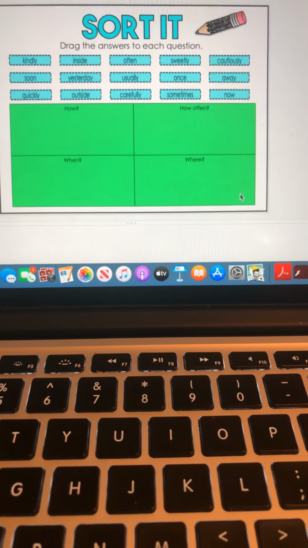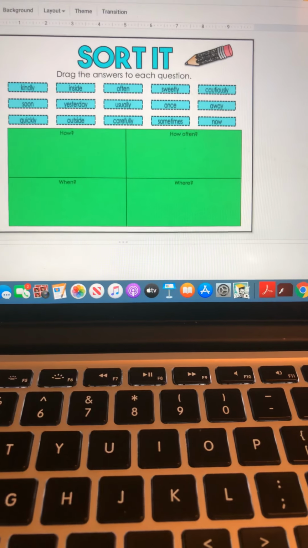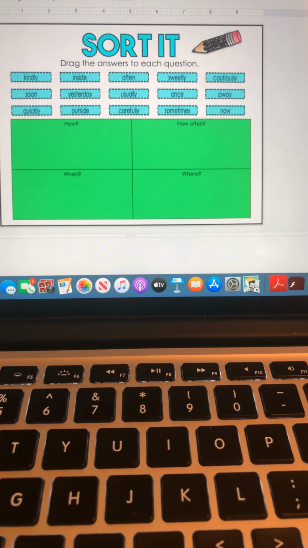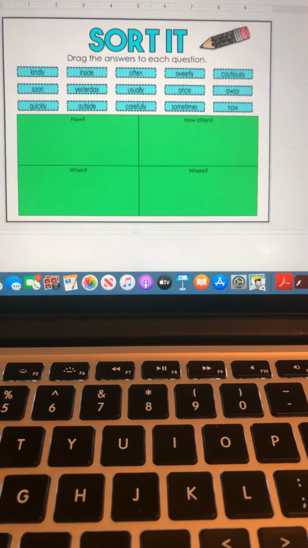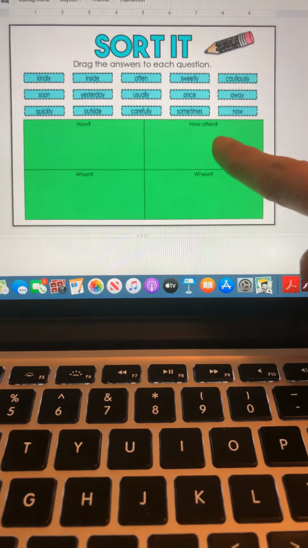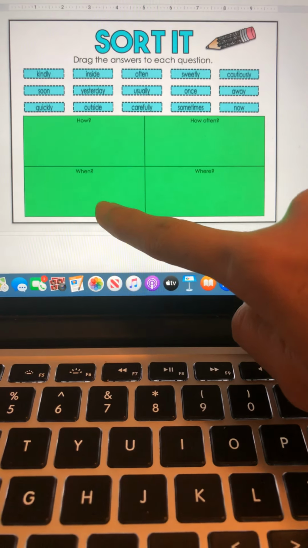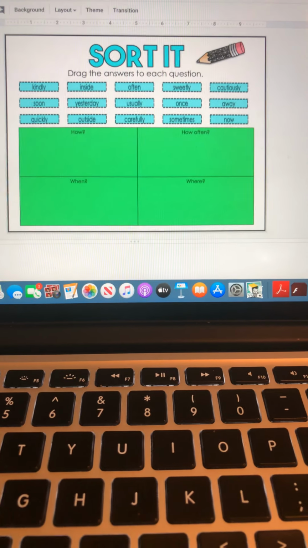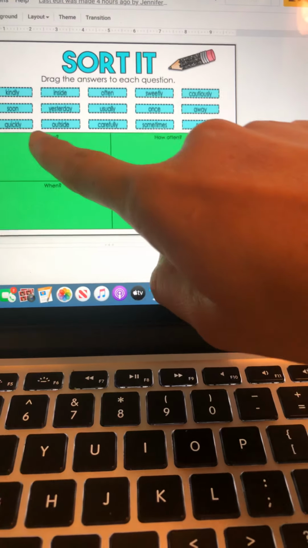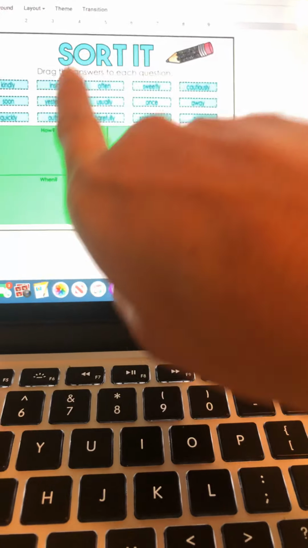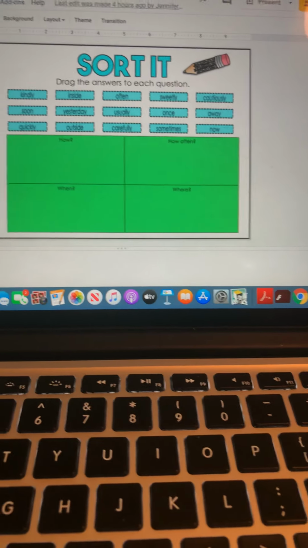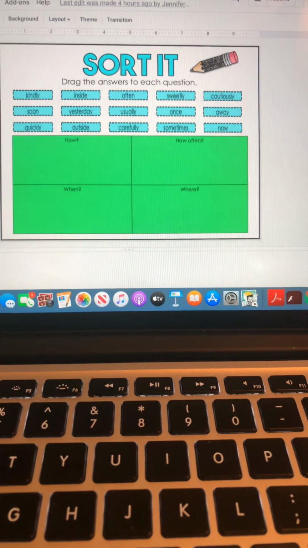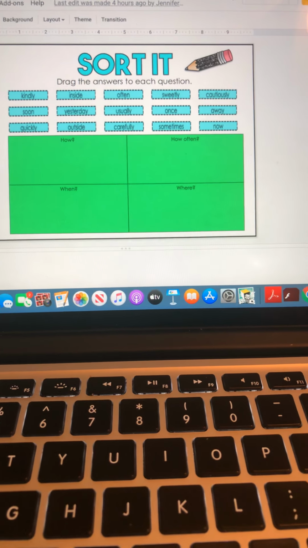All right, the next slide is called Sort It. Drag the answers to each question. All right, so you have 4 green boxes: how, how often, when, and where. So I'm going to read the blue words, and you're going to have to drag them into the box of which ones answer which question.